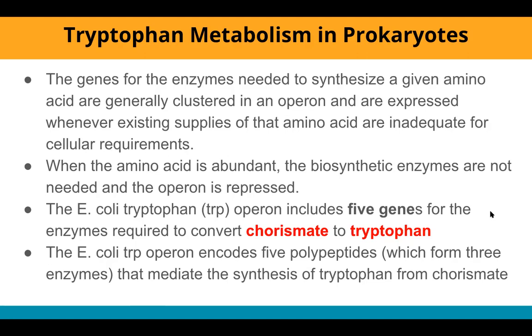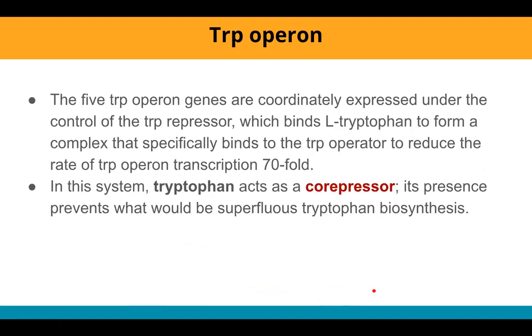Now, once the amino acid, for example tryptophan, is abundant, the biosynthetic enzymes are not needed. So the operon should be repressed because you don't want an overly supplied tryptophan, because you want to maintain that balance. The E. coli tryptophan operon includes the 5 genes that I've previously described, required to convert chorismate to tryptophan. The E. coli trp operon encodes 5 polypeptides, which form 3 enzymes that mediate synthesis of tryptophan from chorismate.